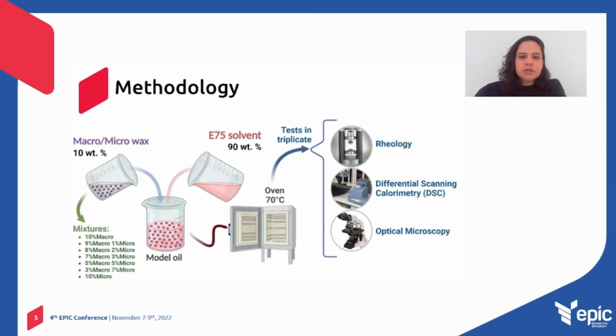For this study, the methodology that we used is we analyzed model oils composed of solvent and wax. All the mixtures were made with 10% of wax in different proportions of macro and micro, from 10% of macro to 10% of micro. Before the analysis started, the samples were kept in the oven for at least 2 hours at 70 degrees to erase the effects of thermal history.